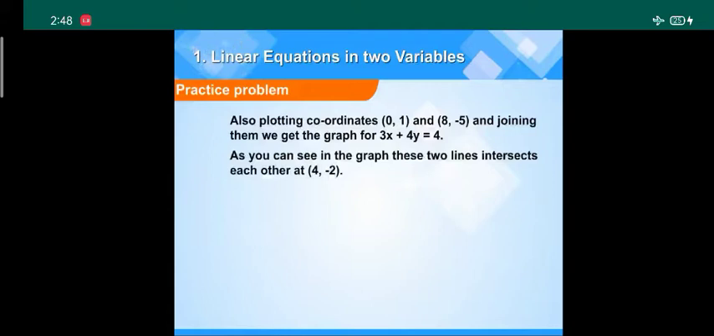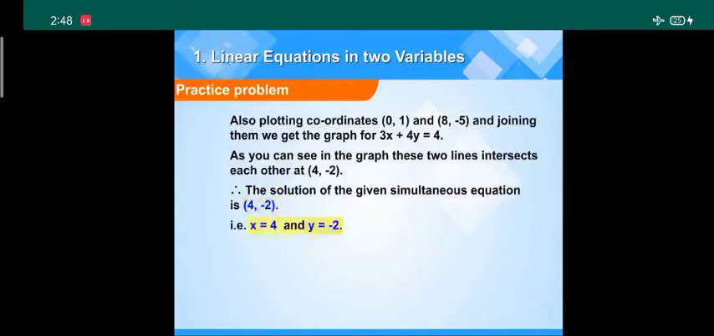As you can see in the graph, these two lines intersect each other at the point 4 and minus 2. Therefore, the solution of the given simultaneous equation is 4 and minus 2. That is, x is equal to 4 and y is equal to minus 2.